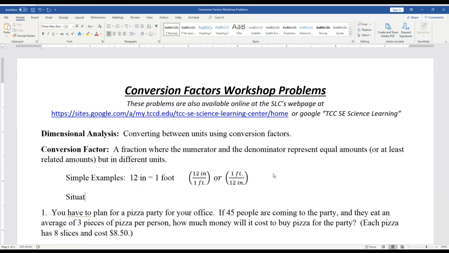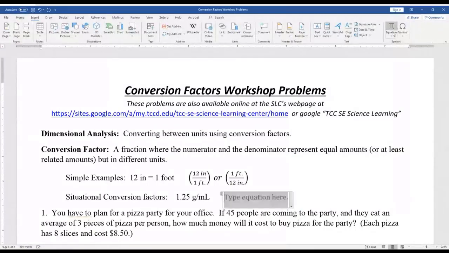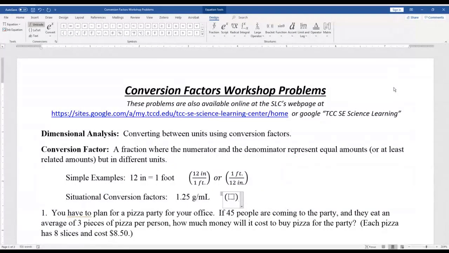Okay. However, there might be what are called situational or conditional conversion factors. This would be something that's not universally true, but something that may be true for a particular case. For example, if you have a density which is 1.25 grams per milliliter, anytime you have a fractional unit like that, grams per milliliter, it always means grams per 1 milliliter. So I can write that like a conversion factor. I can use that density as a conversion factor.